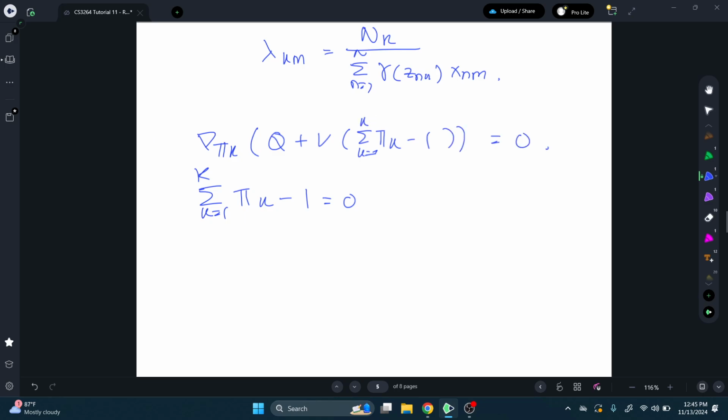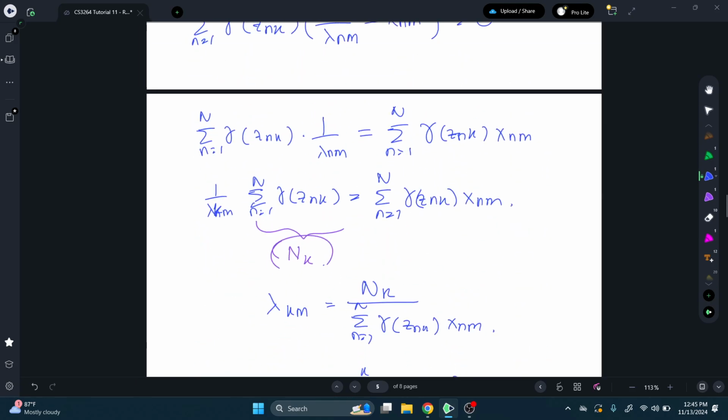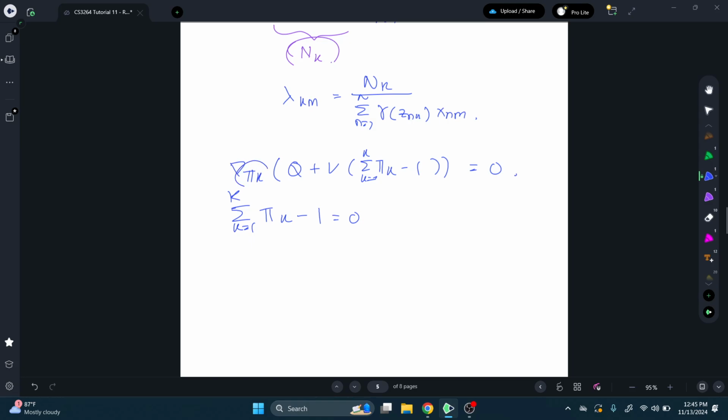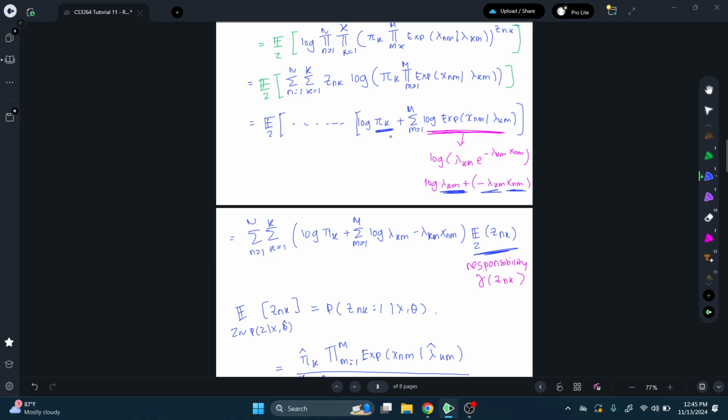I want to differentiate this. Okay, so now this will form a Lagrangian because I have a constraint that my pi k summed up must be equal to 1. So when I do this, I can just get the derivatives directly. Notice that here, I want to depend on my pi k. So if I depend on my pi k, then it will only depend on this log of pi k, which is multiplied by this z and k.